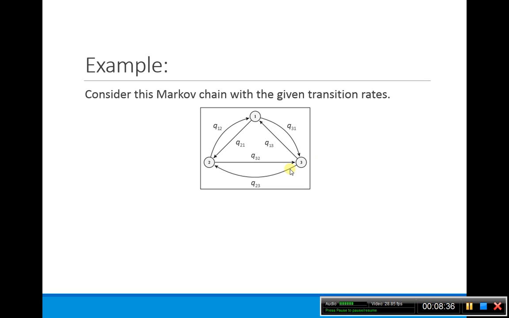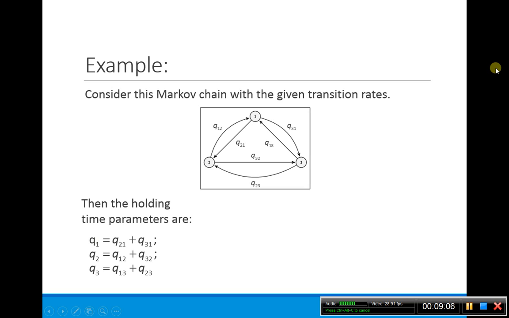Okay, so now let's consider this example. This is a Markov chain. Here we can go from any of our states to any of our other states. We can go from state 1 to state 2 or state 3. The rate at which we go from state 1 to state 2 is given by Q21. The rate at which we go from state 1 to state 3 is given by Q31, etc. So here we can figure out what our holding times are for each of our states. The holding time parameter for Q1 is given by the sum of both of our transitions. I can go from 1 to 2 or 1 to 3, so I sum up those transition rates, and that gives us the holding time parameter for Q1.